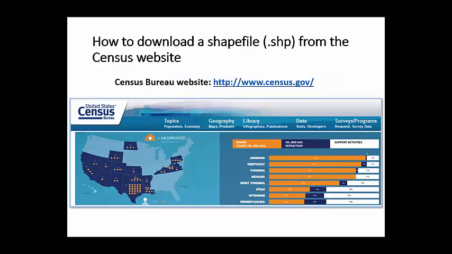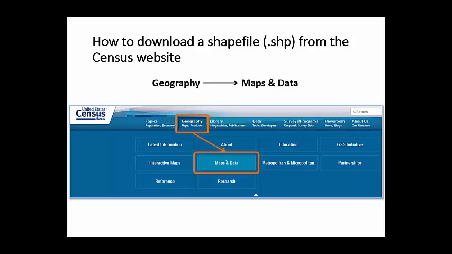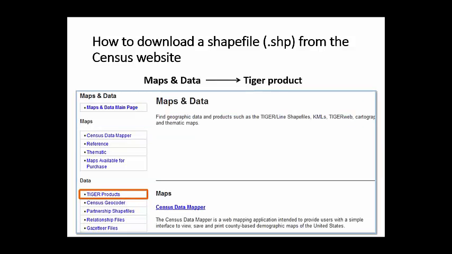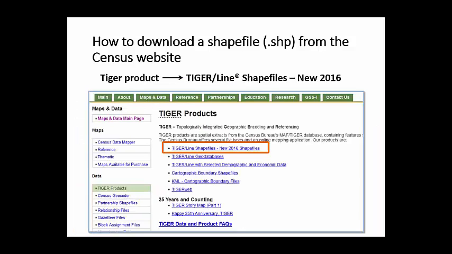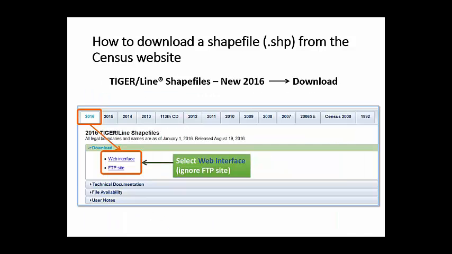To download a shapefile from the census website, first of all, we need to go to the website www.census.gov. On the top tab, we choose Geography and select Maps and Data under that tab. After that, we choose Tiger Products on the left. And then we are going to select Tiger Line shapefiles. First, we select the year we want, and then choose Web Interface to download.